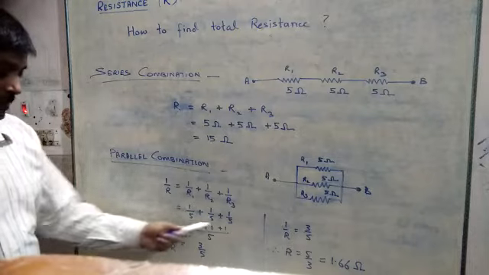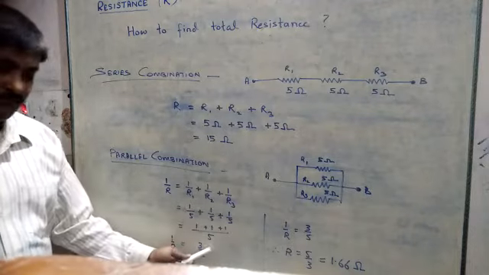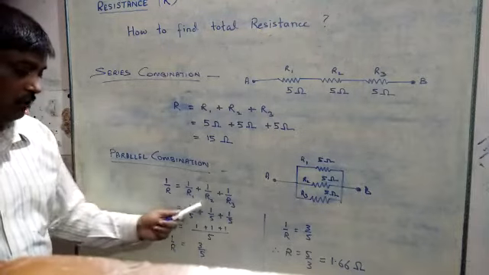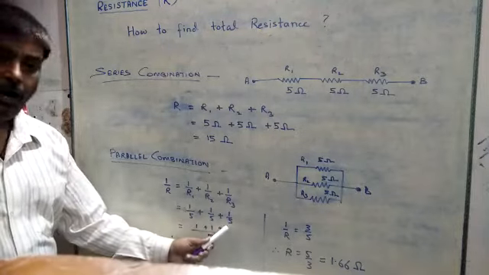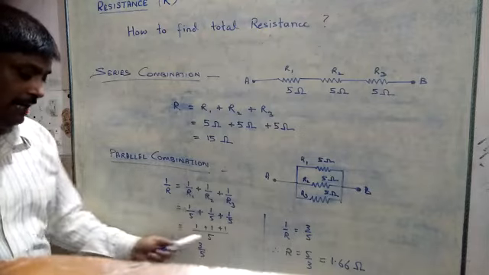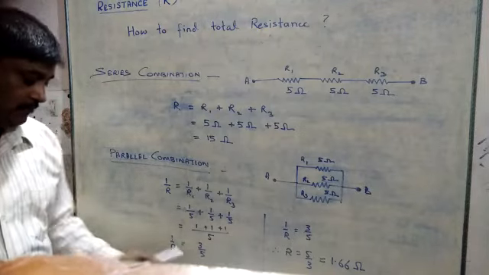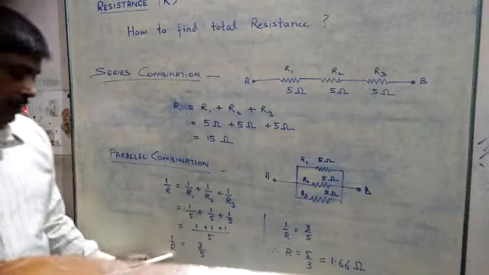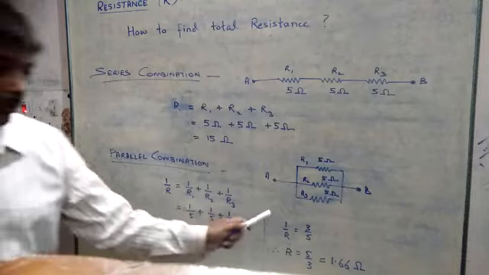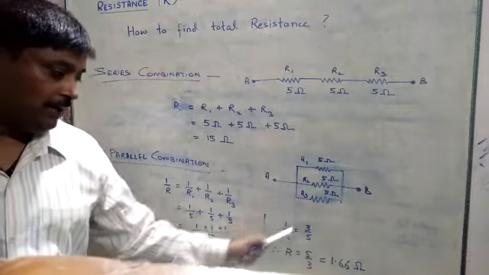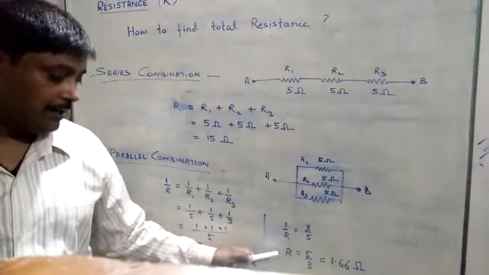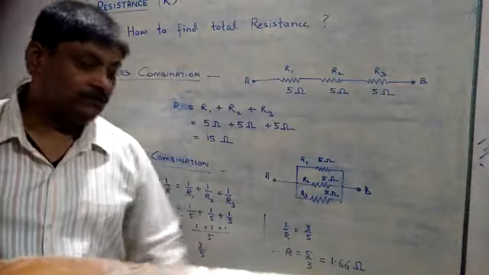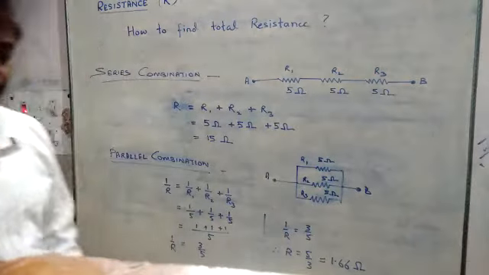Now just take the LCM of all the three, that is 5, and on dividing and multiplying with the numerators we get 1, 1, 1. So the total of numerators is 3 and the LCM is 5. That is 1 upon R equals 3 upon 5. Now as it is 1 upon R, we have to invert it. So our resistance will be 5 upon 3, that is 1.66 ohm.